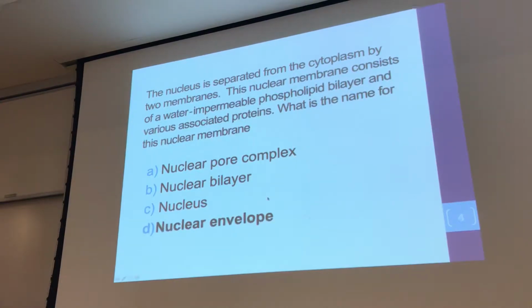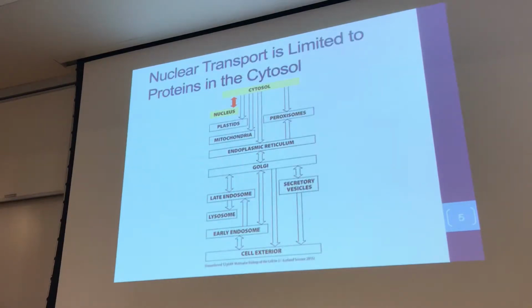All right. So nuclear transport is limited to proteins in the cytosol, because remember, once you get yourself into the ER, that's where you're going to go. You're going to go from the ER to the Golgi, maybe out to the membrane, maybe out to the lysosomes, but never back to the nucleus. So for nuclear transport, you can shuttle between cytoplasm and the nucleus, but those are your options.